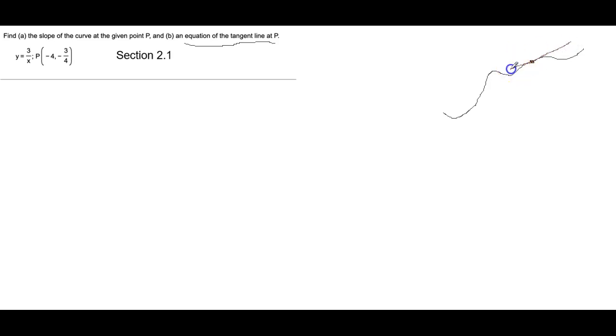Hint, it's a line, right? And to find the equation of a line, all we need is the slope and a point, right? Point-slope form will give us the equation of a line. Well, remember, they gave us this point P, which is an x and a y.